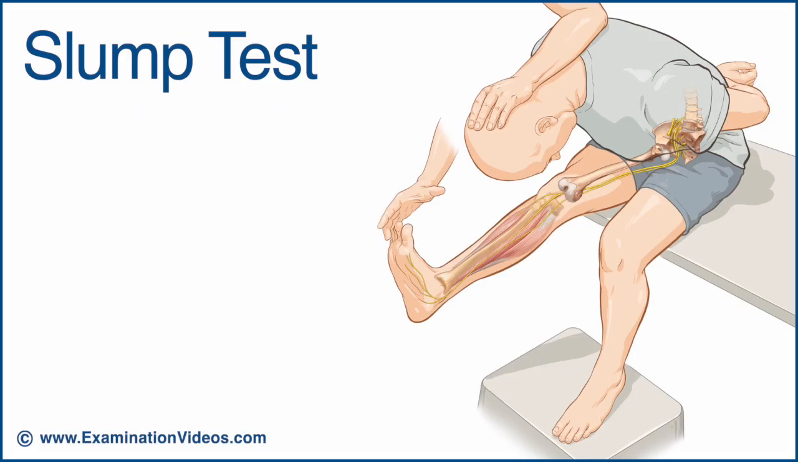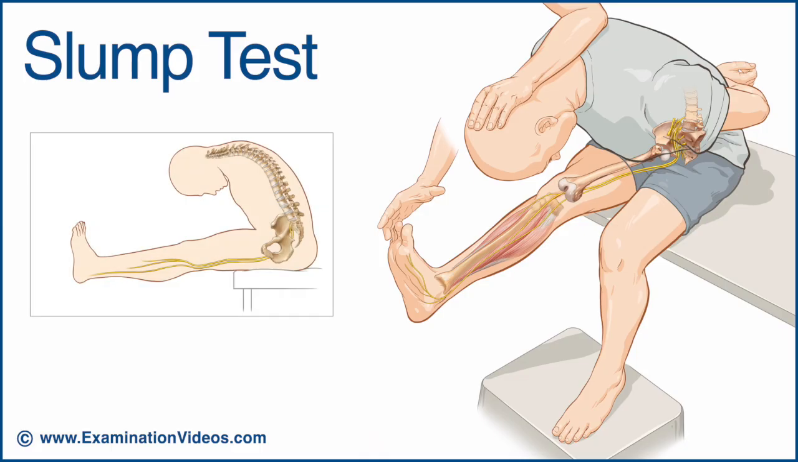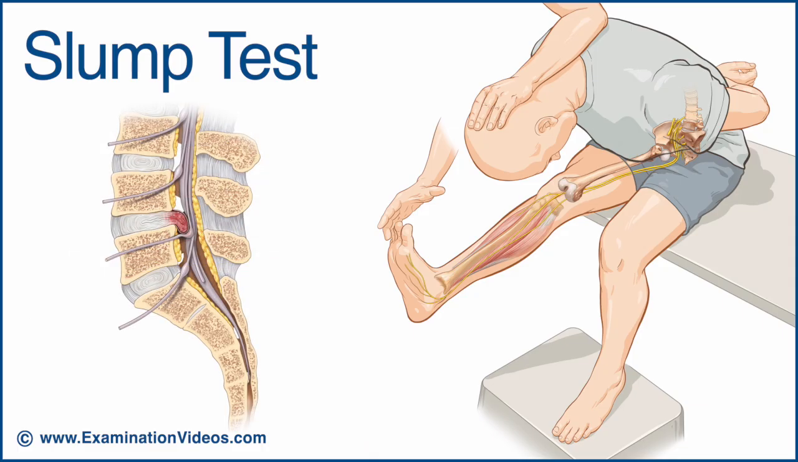The slump test is designed to detect tension in the neuromeningeal tract via the combined movements of the spine and lower extremity. This test is typically used for suspected lumbar disc herniation causing radiculopathy, but it can also be used for suspected lesions throughout the spine.